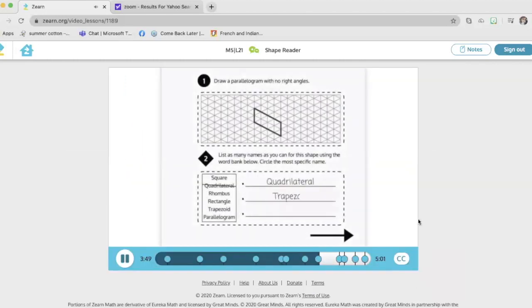This shape is a trapezoid because it has at least one pair of parallel sides. It's also a parallelogram because it has two pairs of parallel sides. It's not a rectangle because it does not have four right angles. It's not a rhombus because it does not have four equal sides. It's not a square because it doesn't have four right angles and four equal sides. Check your work.